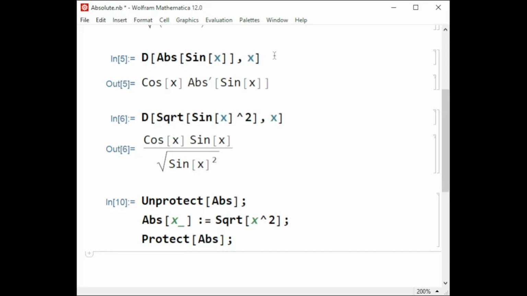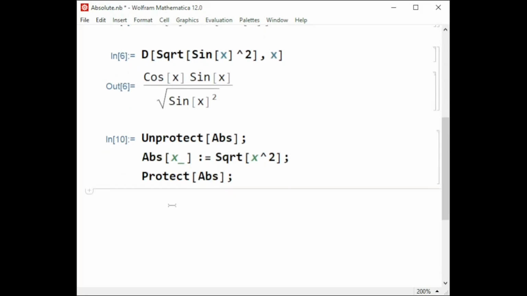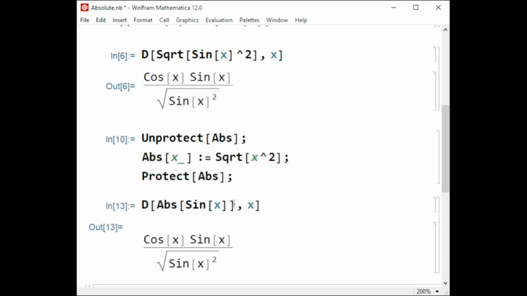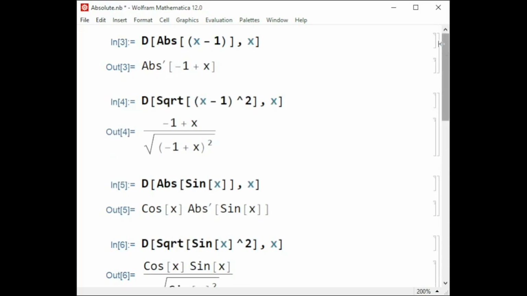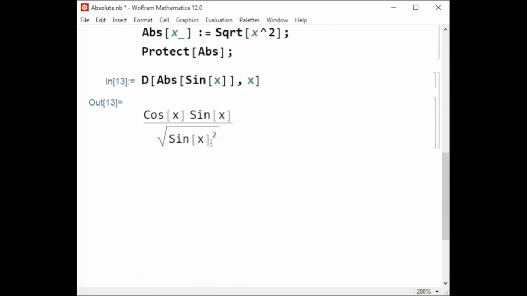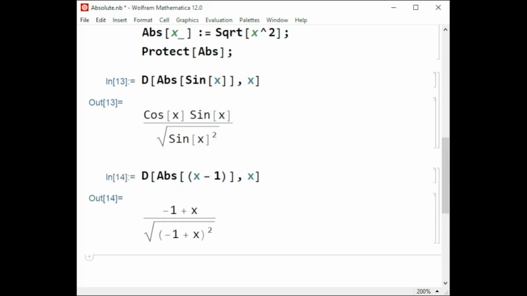And now I use this definition of the absolute of sine. I use this definition and I run it. You see, with the unprotected absolute, if I run the derivative of the absolute of sine x, I get the same answer. Similarly, if now I copy this one and I paste this over here and I run this, I'll get the same answer as before.